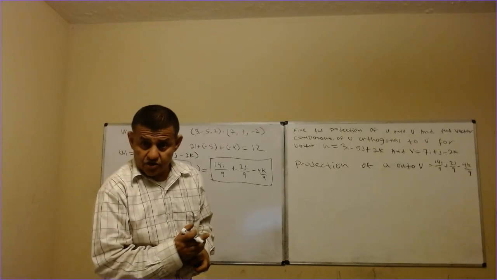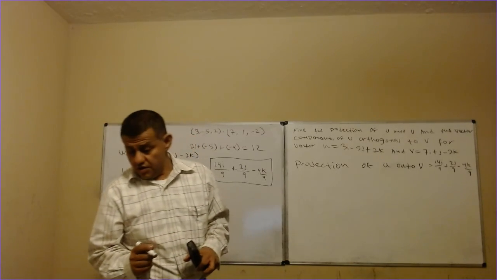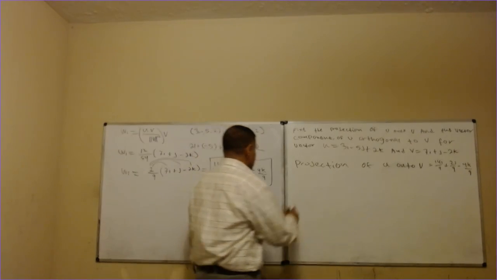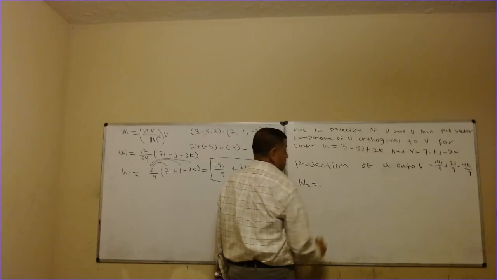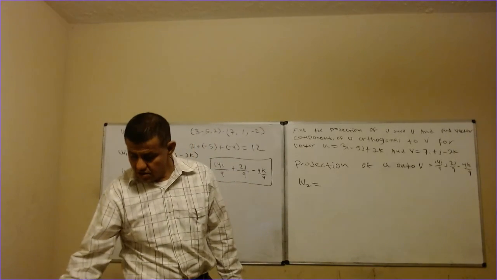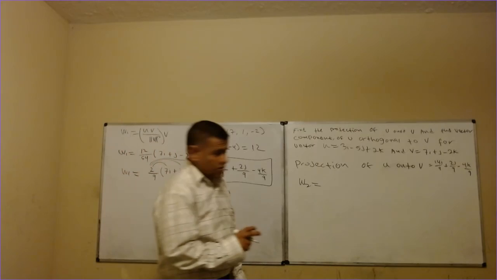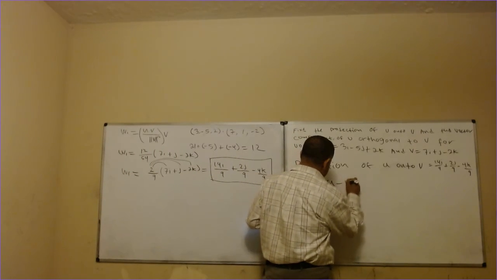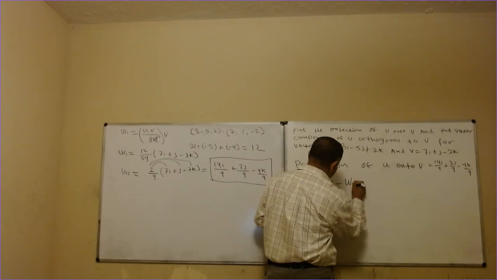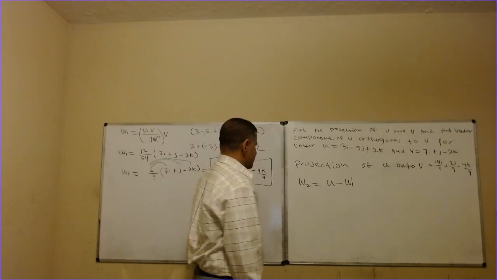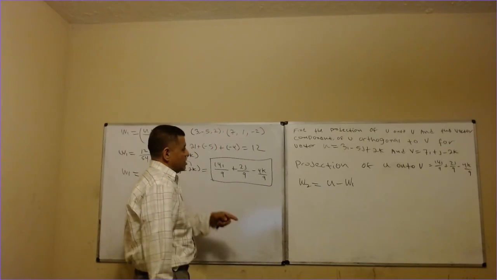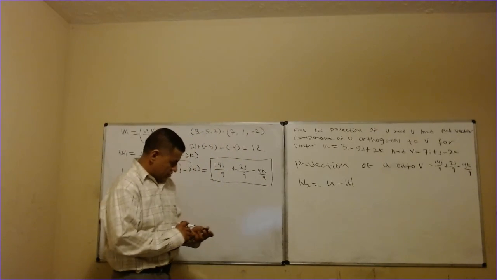So I need to subtract the projection of U onto V from U, and that is going to be W2 is equal to U minus W1, right? But what was W1? W1 is the projection of U onto V. Okay, so let's get this going.